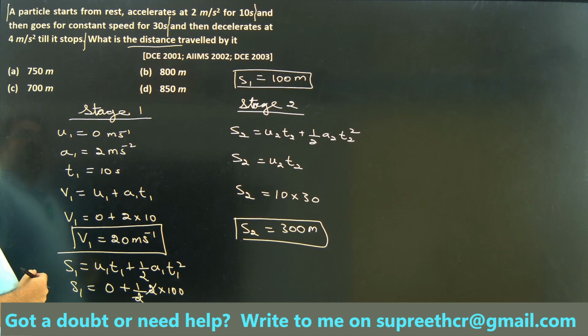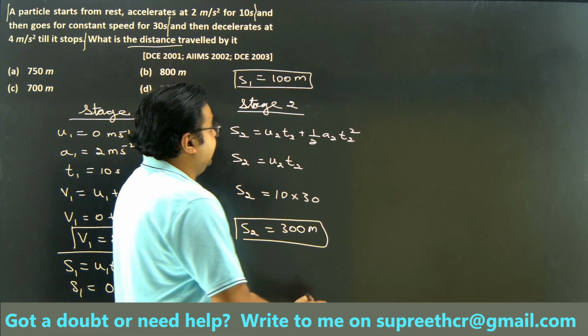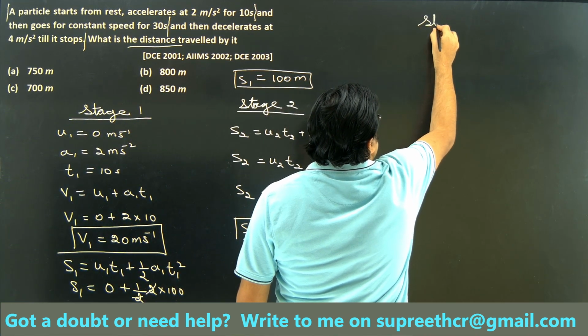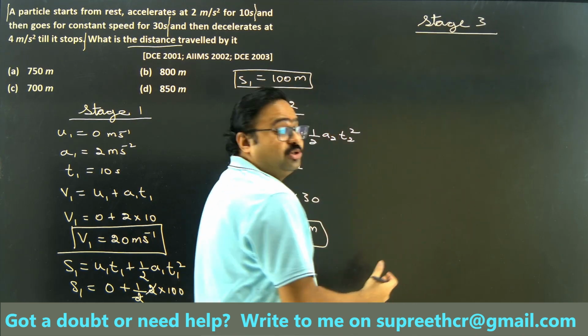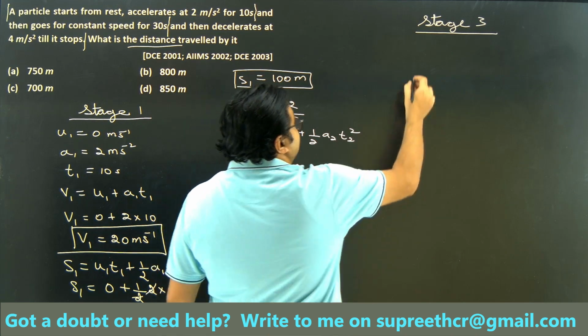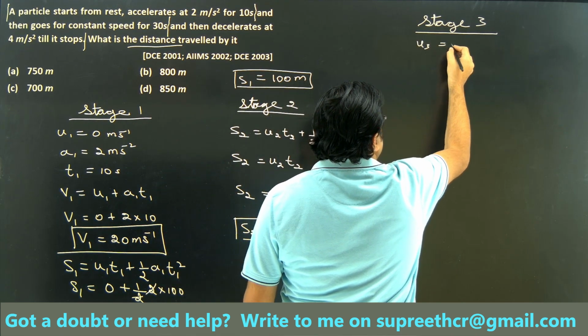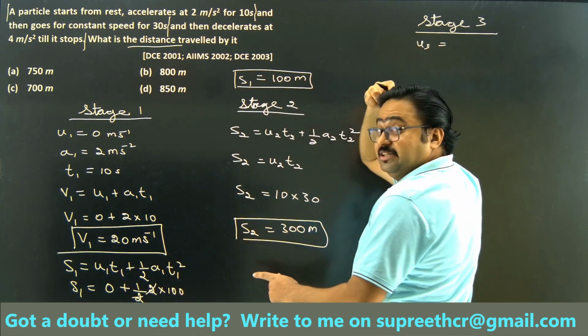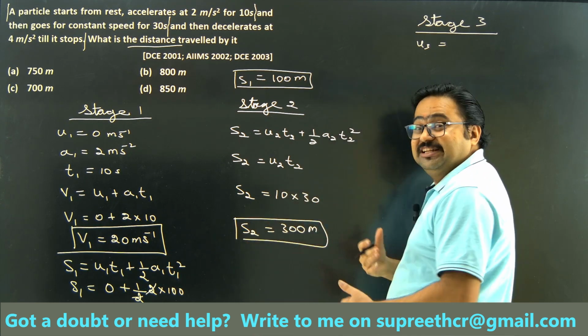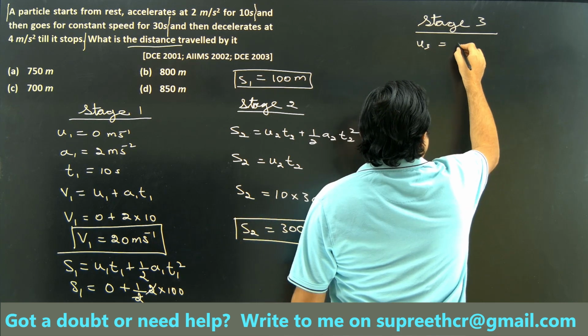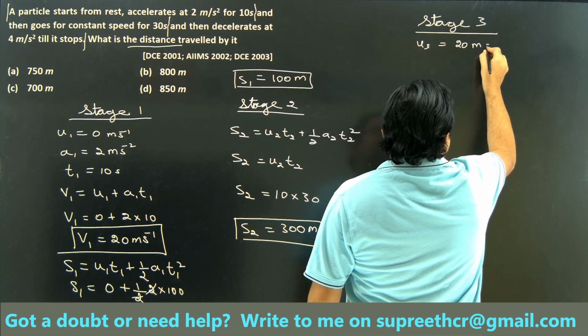Going further, now it starts to decelerate. Let's talk about stage 3. Stage 3, it starts to decelerate. What is its velocity? Its initial velocity in the third stage is simply equal to whatever velocity it gained at the end of the first stage, because it has not changed its speed from then on. So we have 20 meter per second.